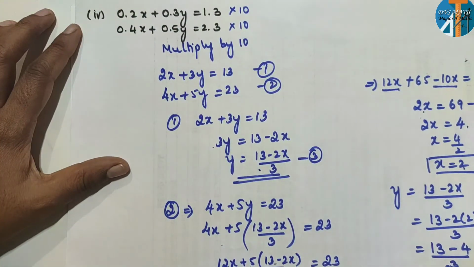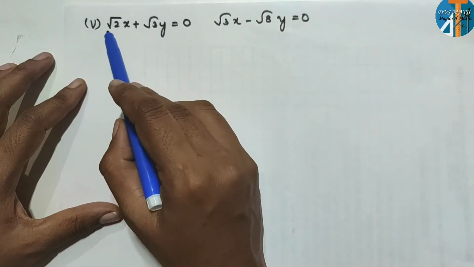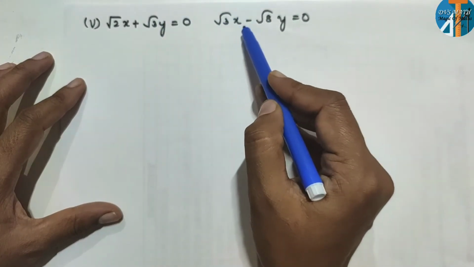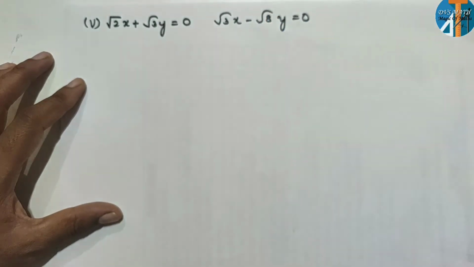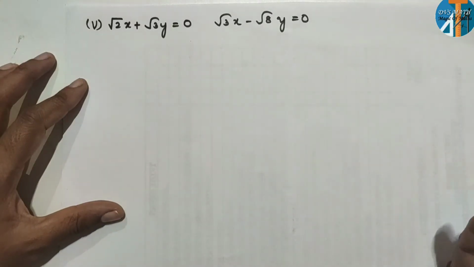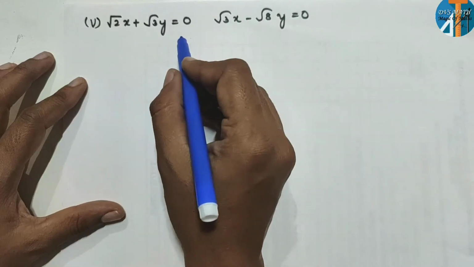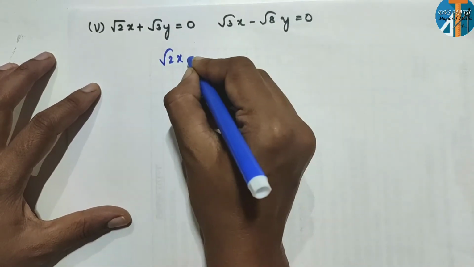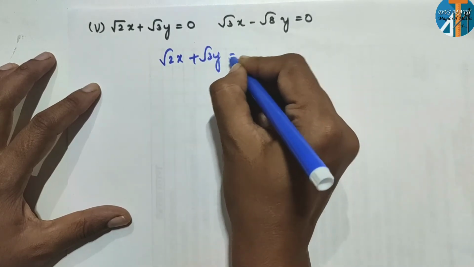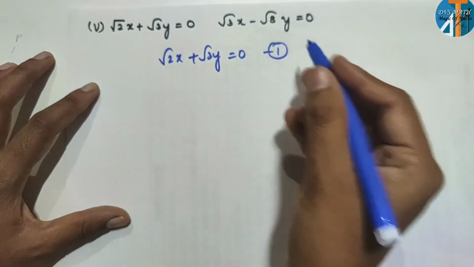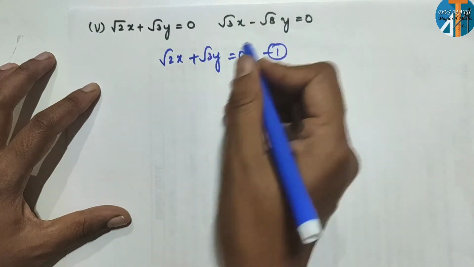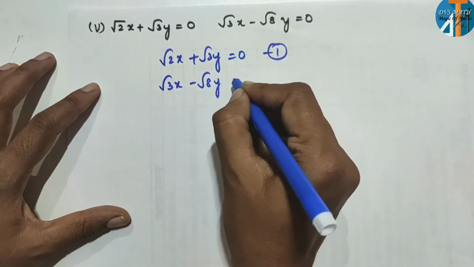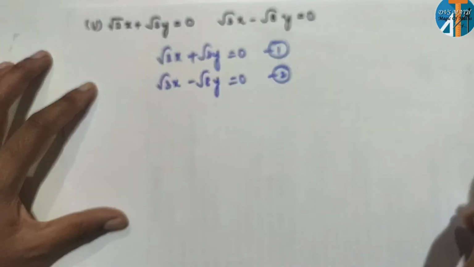Let's go for sub question 5. It is root 2x plus root 3y is equal to 0, and the second is root 3x minus root 8y is equal to 0. You can take any value. Let's solve one by one. Let us take root 2x plus root 3y is equal to 0 as equation 1, and root 3x minus root 8y is equal to 0 as equation 2.